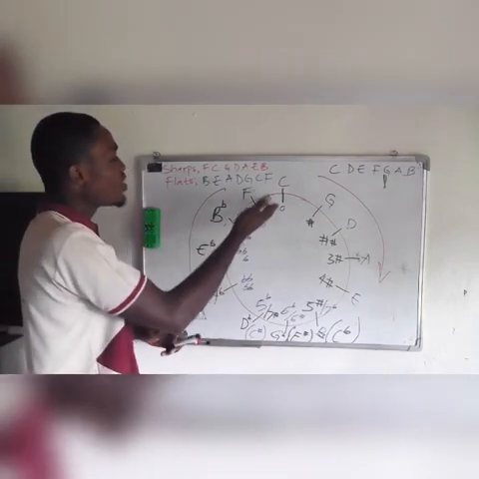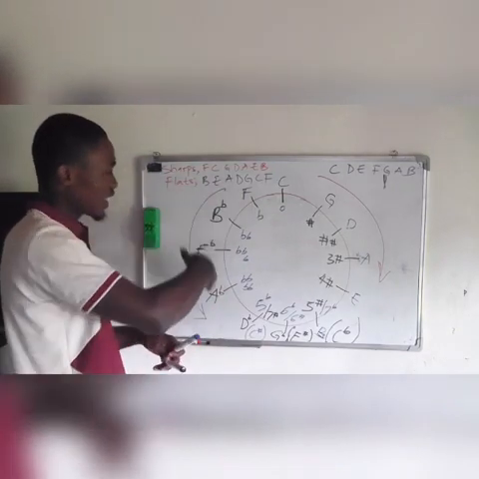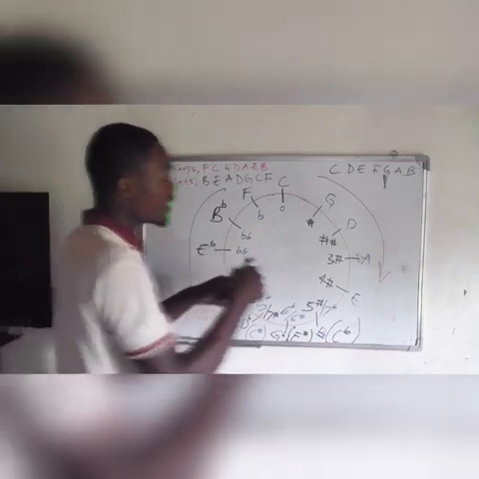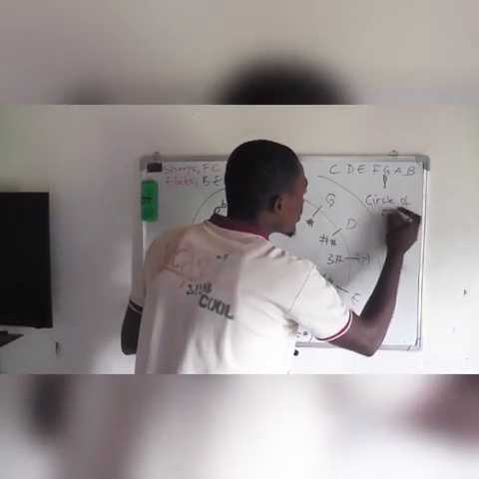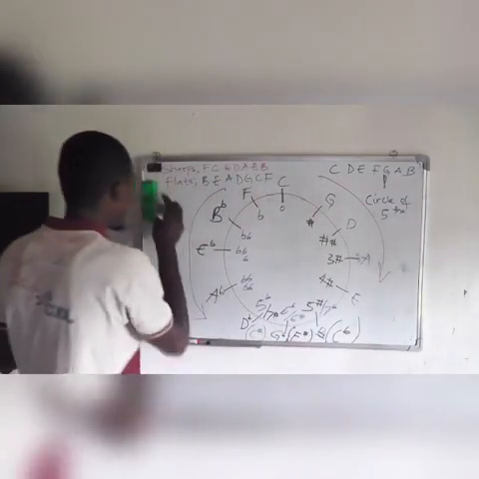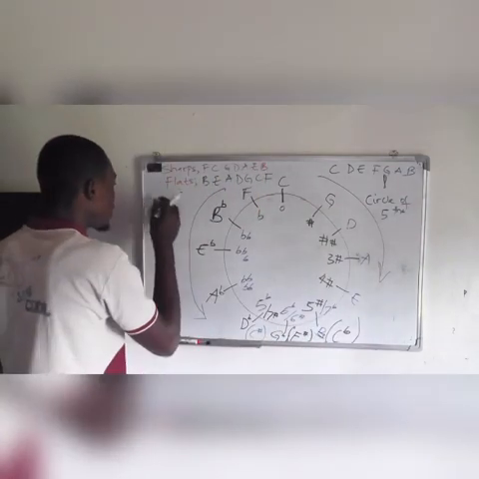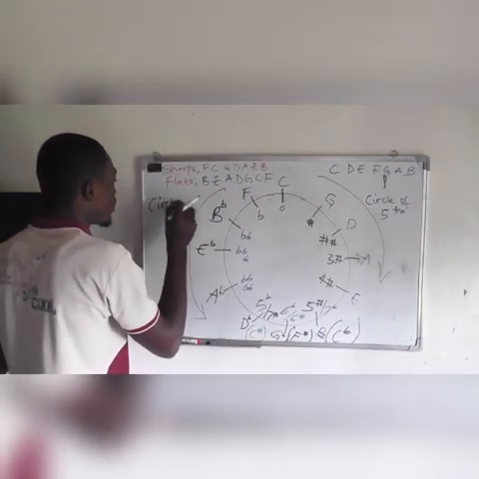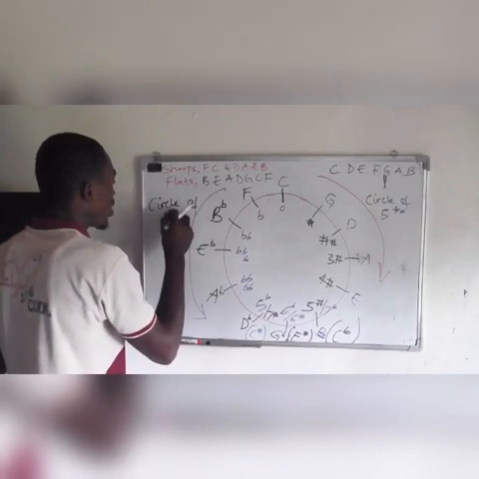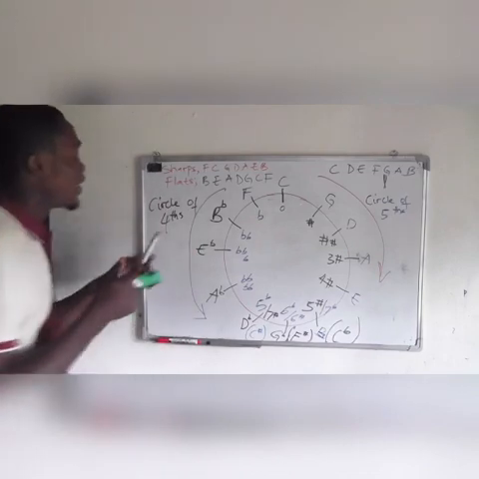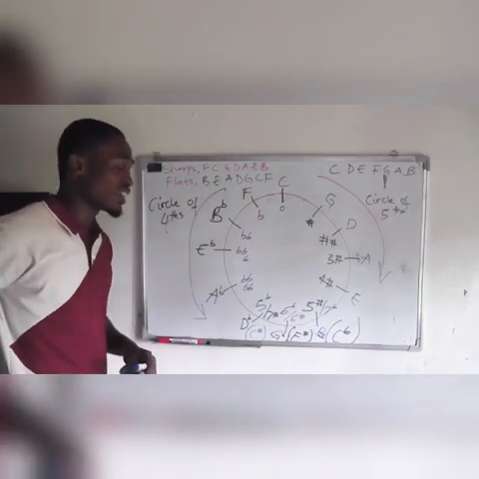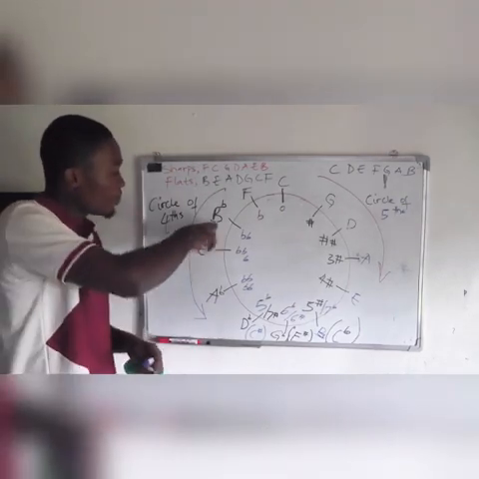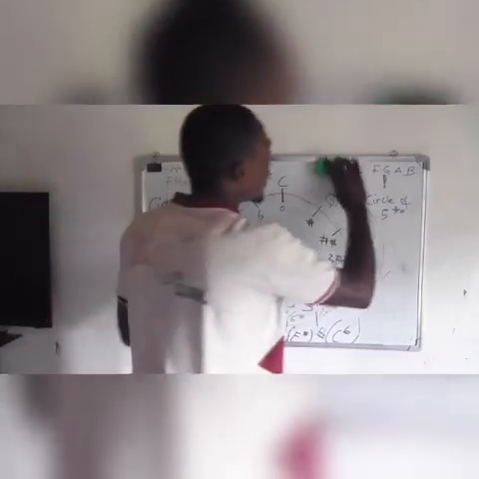So if we check out this other side, this is what? This other side is referred to as the circle of fourths. This one is the circle of fourths. The fourth note after F is going to be B flat. The fourth note after B flat is going to be E flat. Let's check it out.